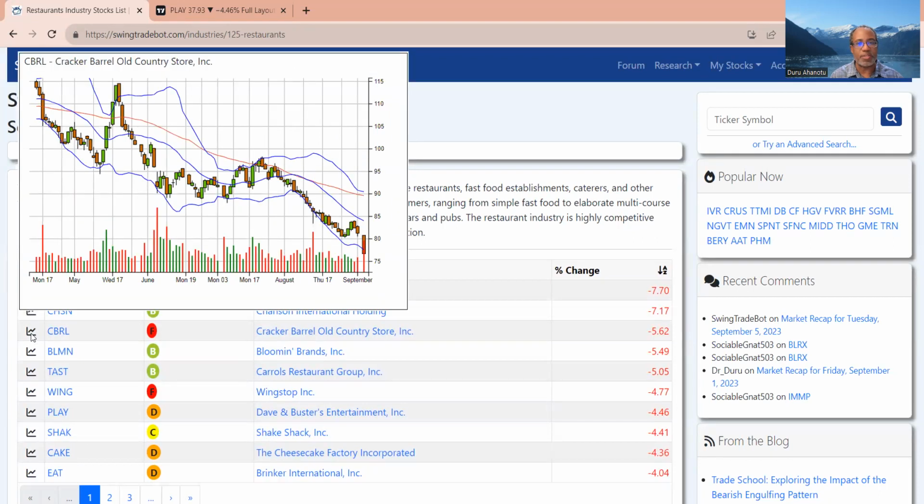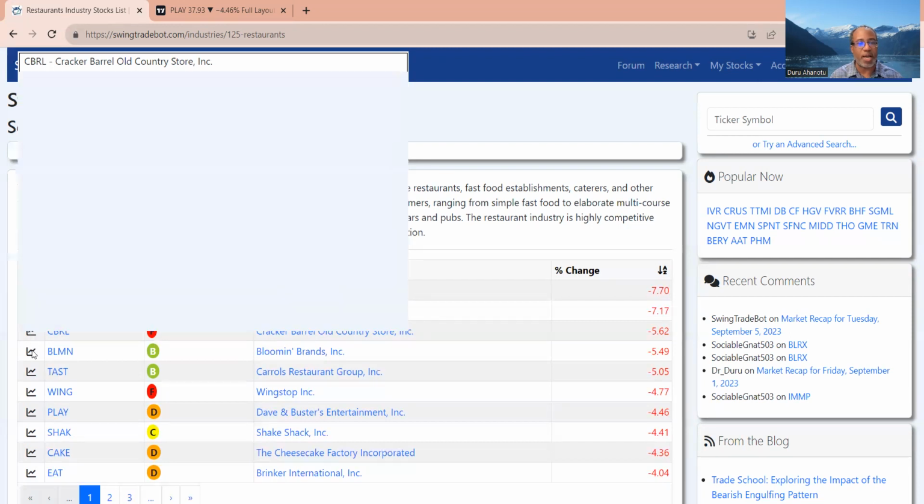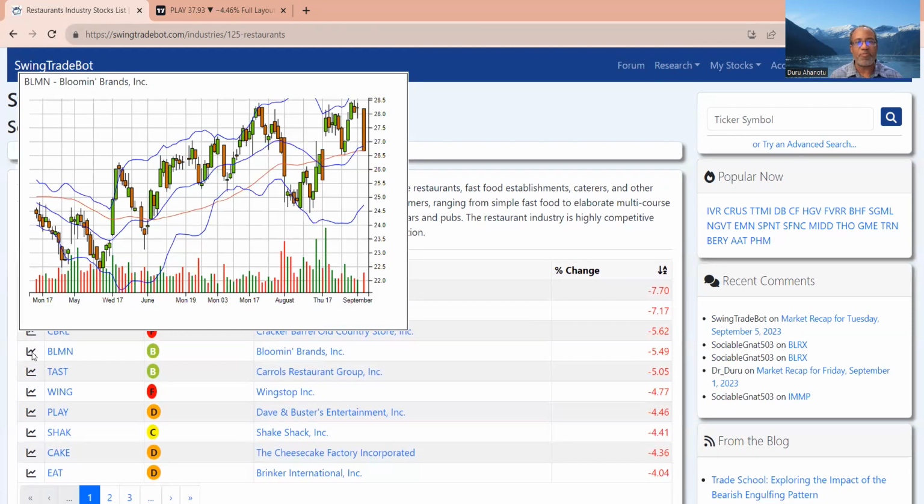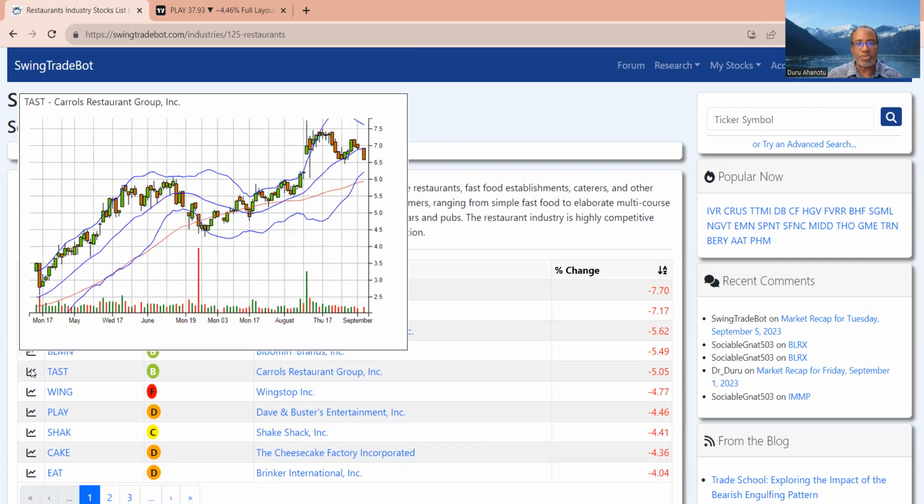Cracker Barrel, this looks really bad. In fact, this has been bearish for a while. BLMN, I'm not familiar with that, but that's not bearish enough. It lost a lot today, but it's tapped the 50-day moving average, so it's not really a target yet. Carrols Restaurant Group, I don't know this one. It's not really bearish because you can see it's still kind of in an uptrend.